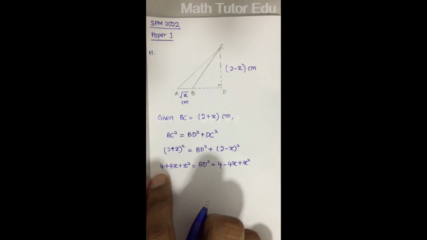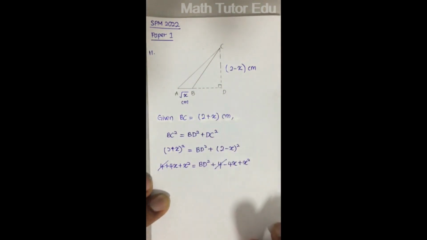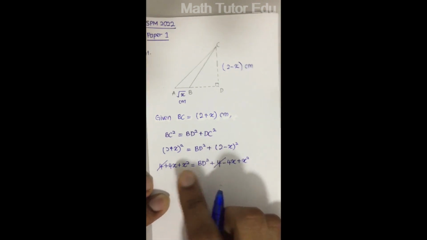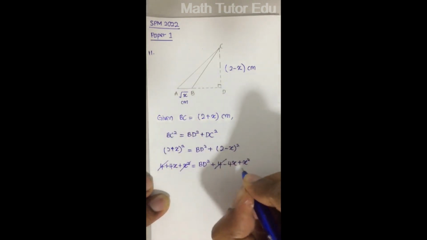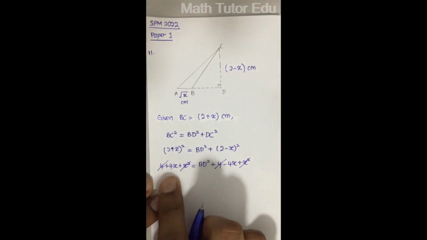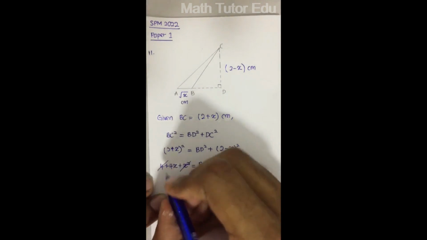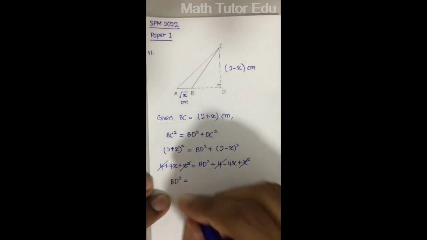Okay, since in the left hand side and right hand side of the equation you have 4 and 4, so you can cancel them out. Okay, and then you have the same term x square in the left hand side, x square in the right hand side equation, so we can cancel them as well. Okay, so you're only left with 4x equals to BD square minus 4x. So we try to rearrange this equation. So from here we can come up that BD square is actually equals to 8x.